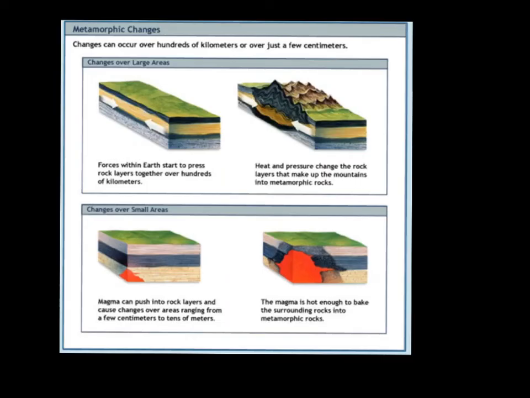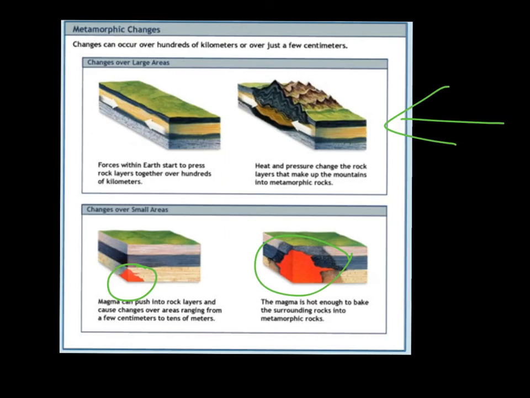Changes in metamorphism or metamorphic rock can occur over large and small areas, right? So the type of change is going to depend on the type of parent rock and that temperature and pressure. When both high temperature and high pressure are present, metamorphic changes can occur over large areas. So when you have large area change, this is when you're going to get high temperature, high pressure. Now, if you have only high temperature or only high pressure, then you're going to get those small areas of change, like shown here in the bottom pictures.